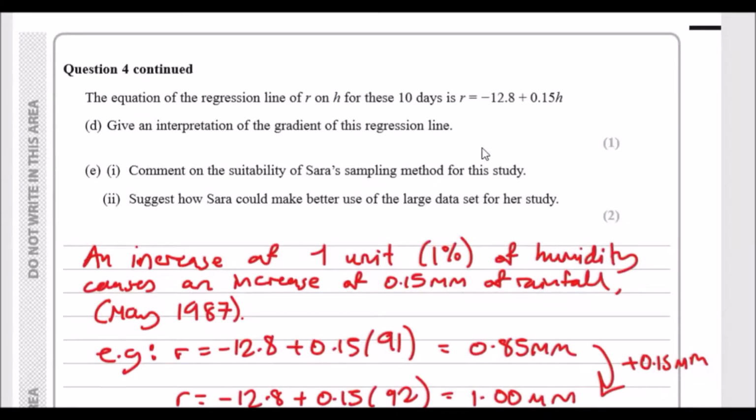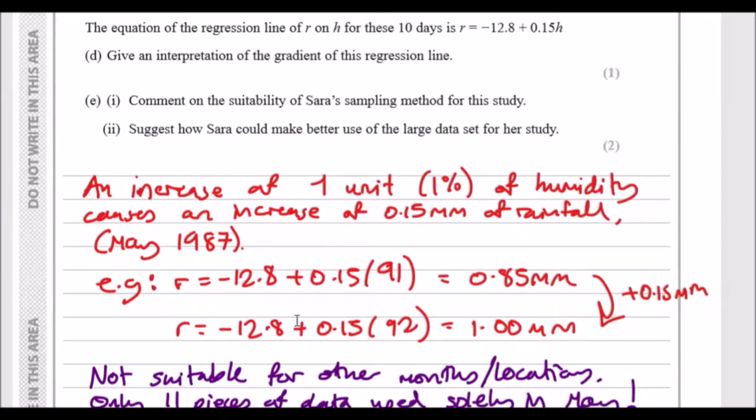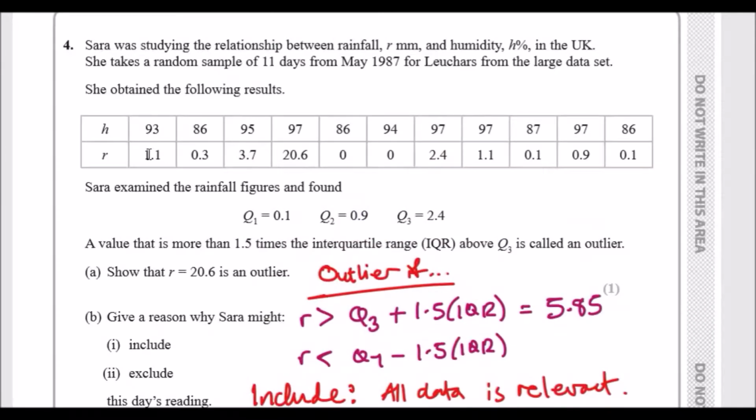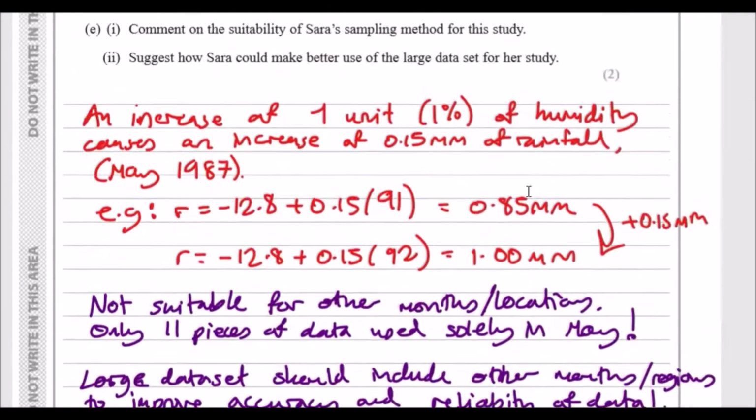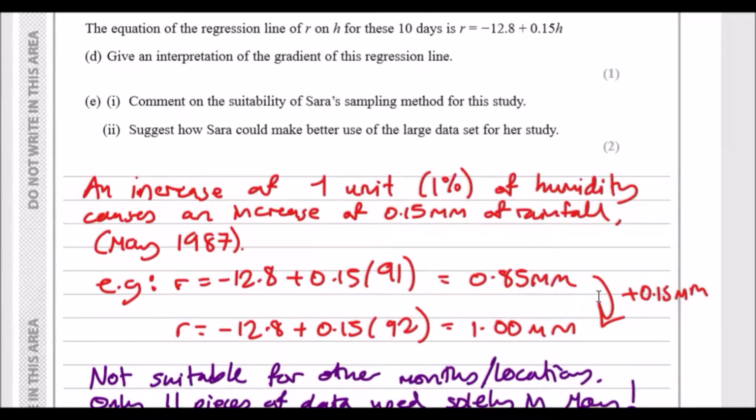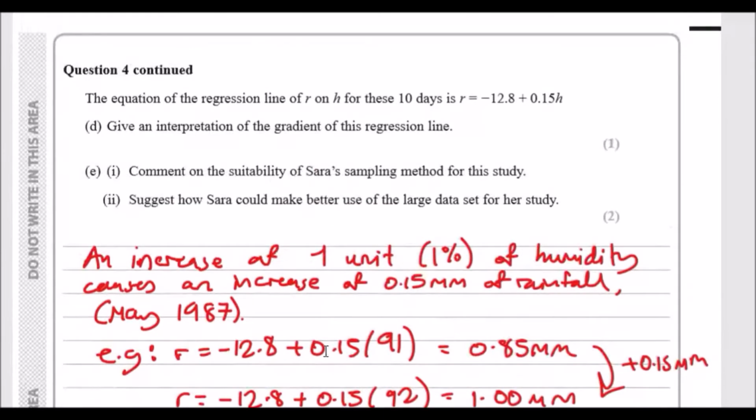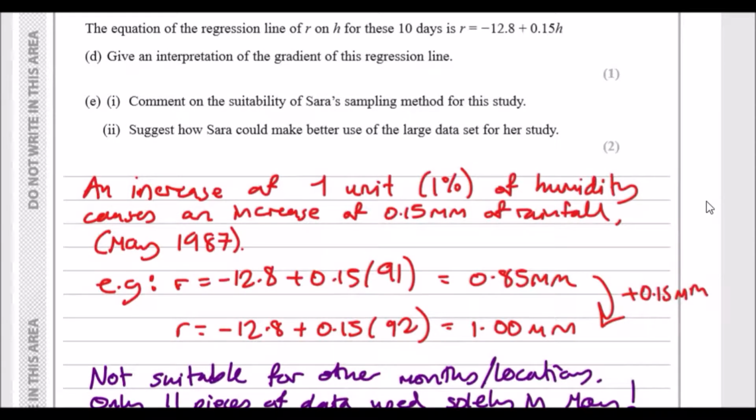I gave an example. One way to understand is that it's best to use values between the ranges. So humidity, we know that humidity lies between what? Like the 80s and 90s. So just plug in values of 90. I just chose 91 and 92 just to show that there's an increase of 0.15 as you go up by 1 unit. Not necessary, but just to have an idea behind this.